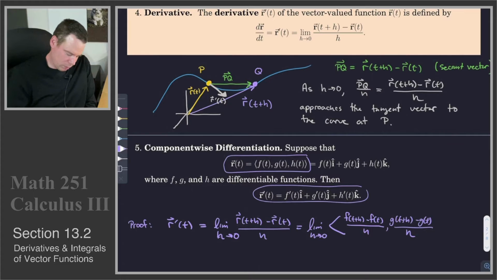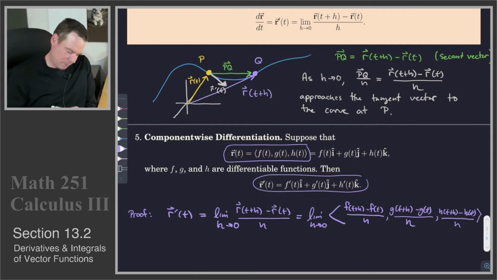And that last component is h of t plus h minus h of t. Okay, bad choice in use of variables here because I'm using h both as this incremental change in t, but also as the name of the function for the third variable. Hopefully that doesn't add too much confusion here. But the idea is that now we compute the limit of this component-wise.